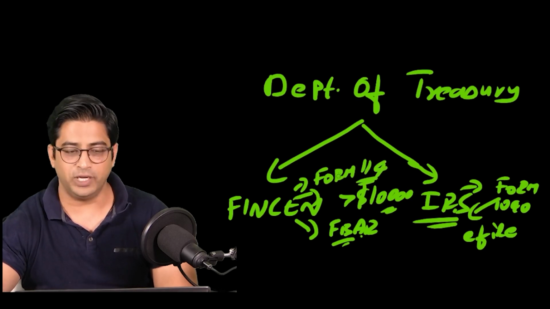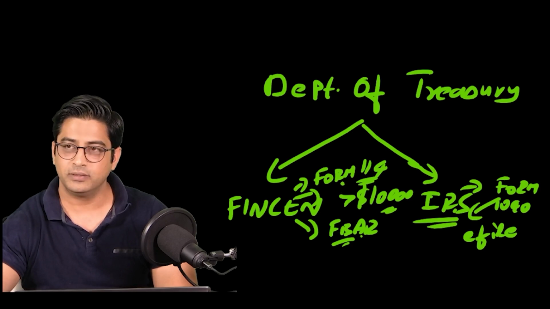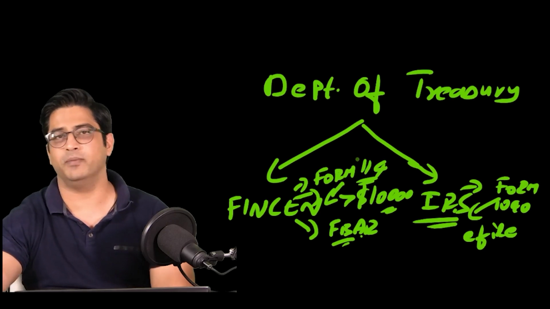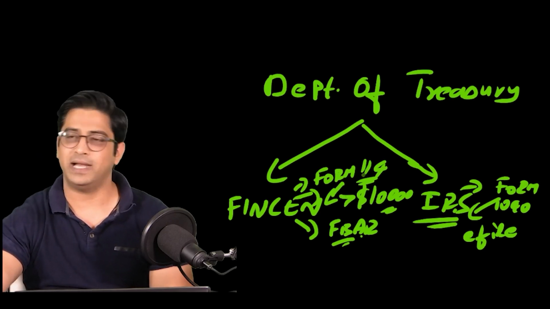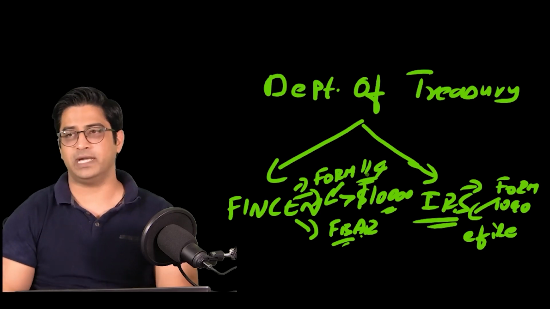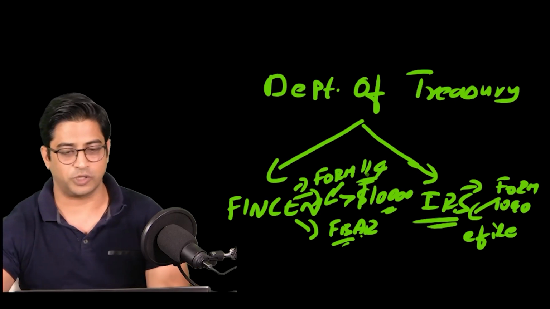Form 114, we will not file this particular form with the IRS. We will file it with FinCEN. But there are many other forms also, like FATCA. FATCA is again foreign financial reporting. That is also reporting. Okay, I'll explain all that. So that's called Form 8938.